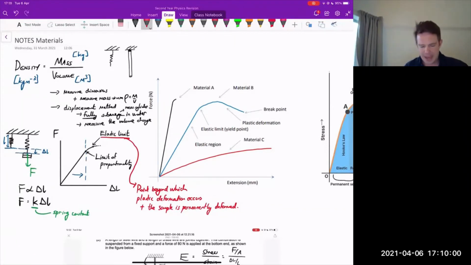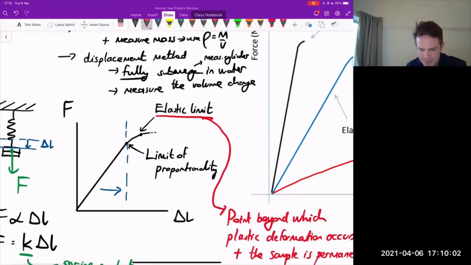Interestingly, you can go past the limit of proportionality and retain elastic behavior. So even if we go past the limit of proportionality, you see in this yellow bit here, we can return to the original length or original shape, but only up until the elastic limit.